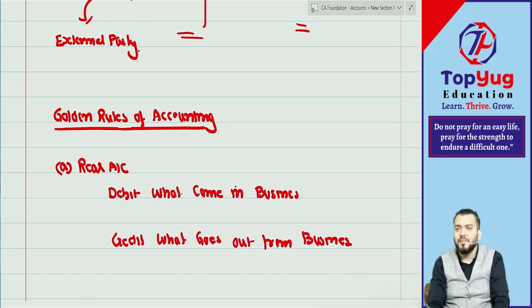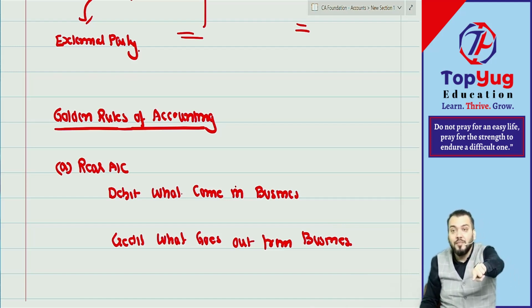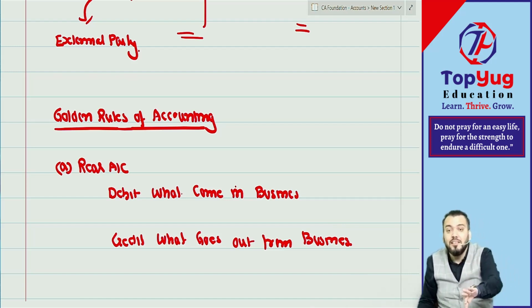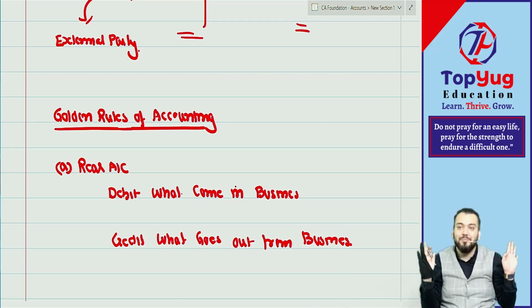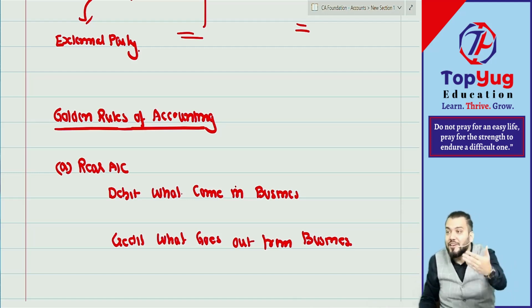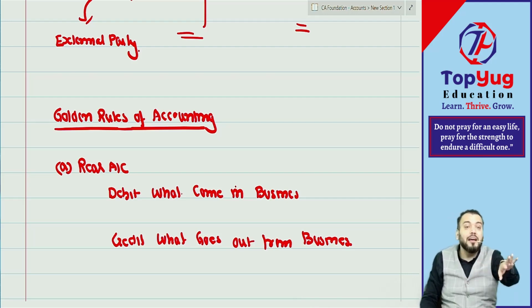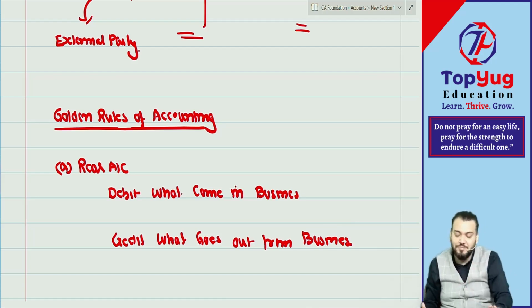Simple. If I am saying real account is an asset, then if an asset is coming in, the asset account will be debited. If an asset is going out, then the asset account will be credited. Simple. Understood? So you need to find out whether the camera is coming in or going out. If the camera is coming in, the camera account will be debited; if the camera is going out, then the camera account will be credited.